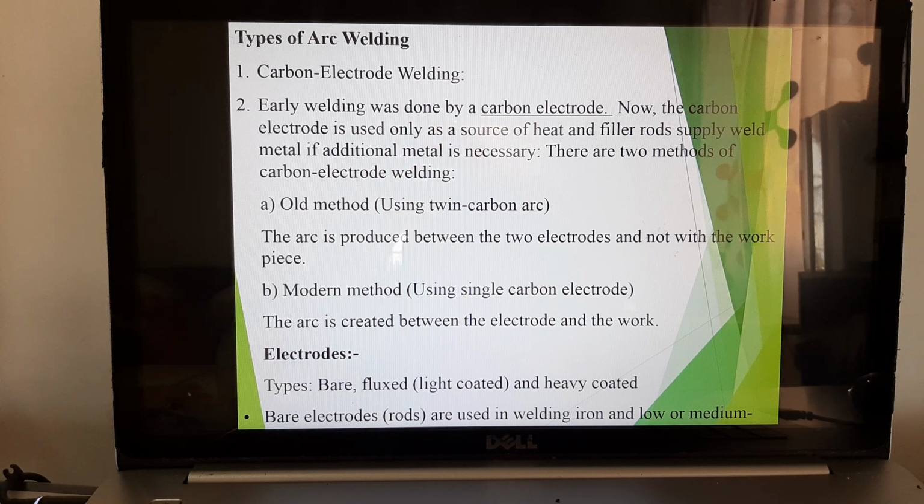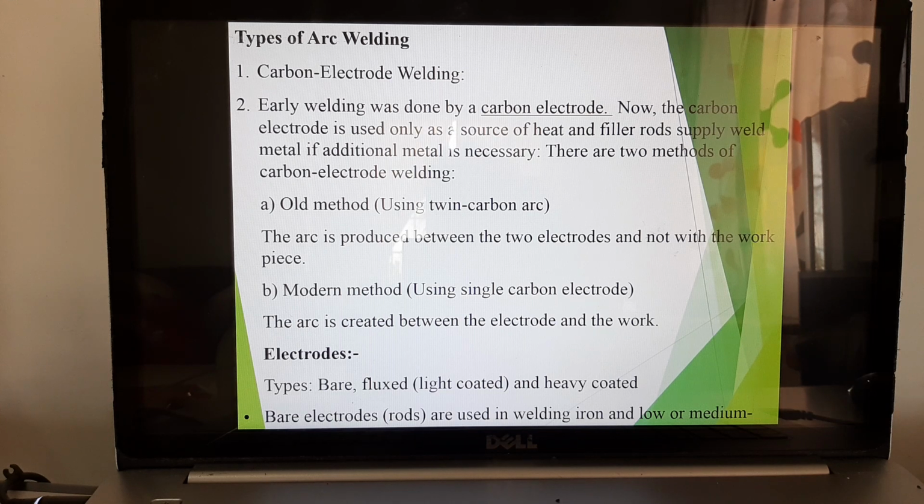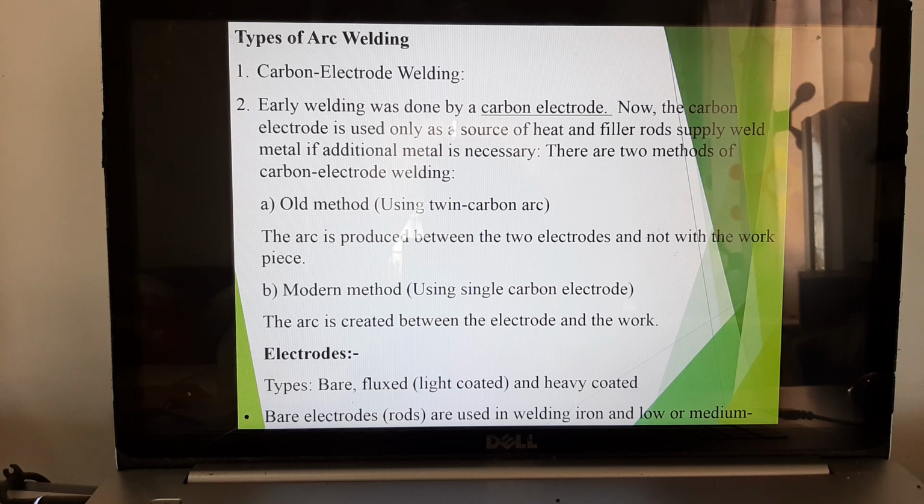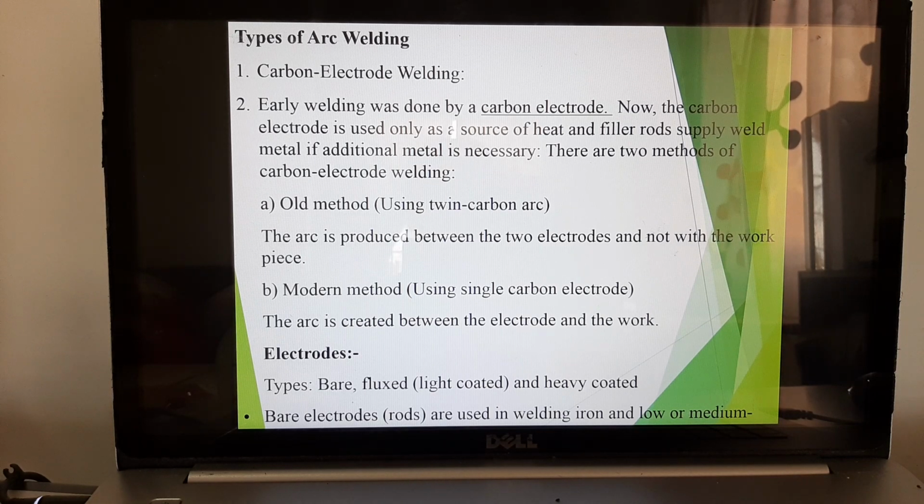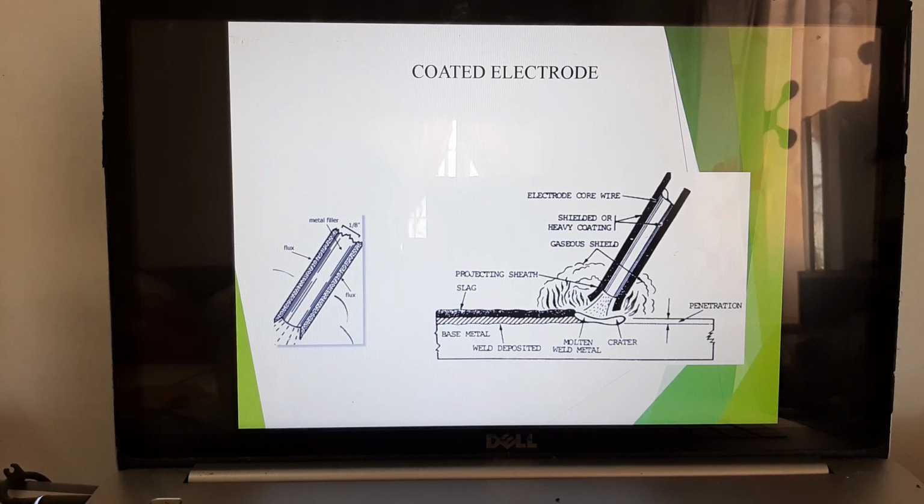So let's look at the first method, the use of electrodes. The very basic function of electrode is to melt. It forms your weld. When you use the welding technique, your welding gun is going to melt the electrode and deposit it into the weld area. There are three types of electrode: bare electrode, light coated or flux electrode, and heavy coated electrode.